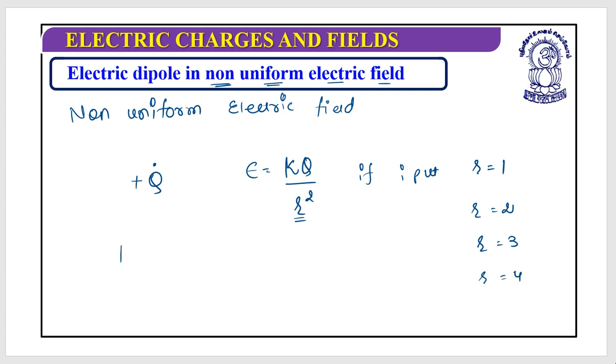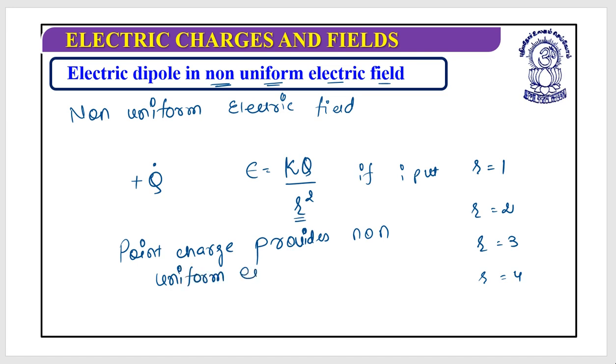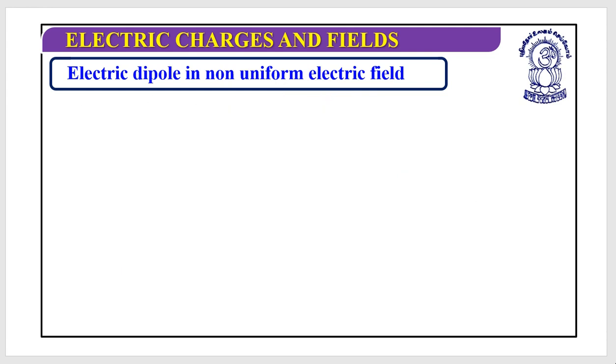So this point charge provides a non-uniform electric field. Point charge provides non-uniform electric field. Do remember this thing. So now let's put up a dipole into the electric field provided by a point charge.